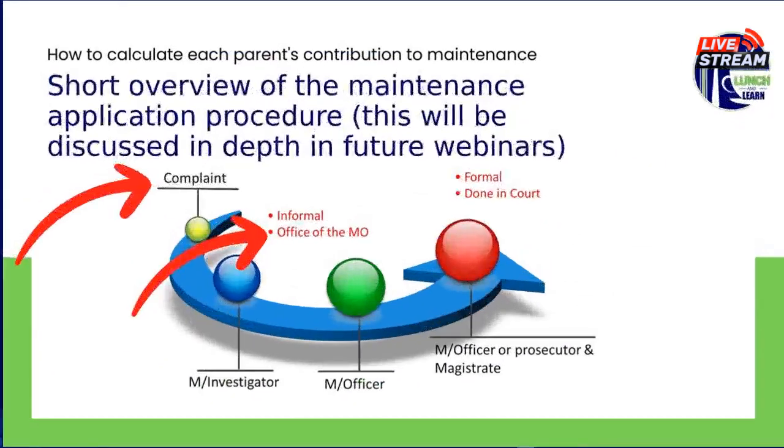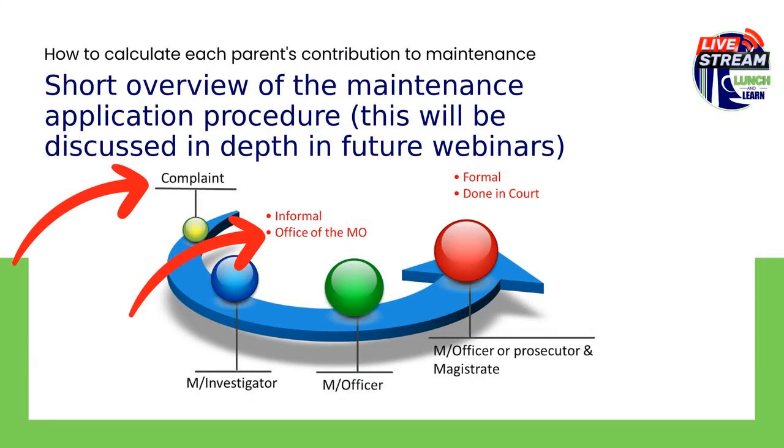So where are we in the process? We have discussed how to complete the J101 form, that's the maintenance application form. We've discussed how to work out the child's portion. And in this webinar, we've discussed how to apportion the parents' contribution towards maintenance. Like we said in previous webinars, we are running through the whole process and breaking it down. So now we've basically completed the complaint phase and the paperwork phase.